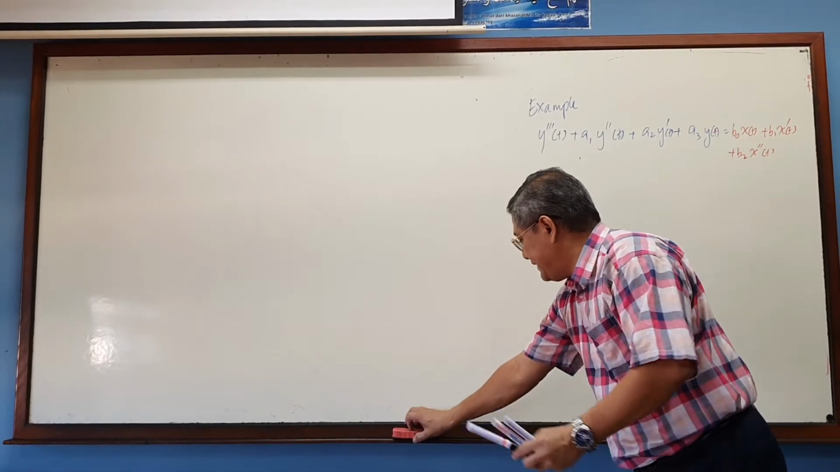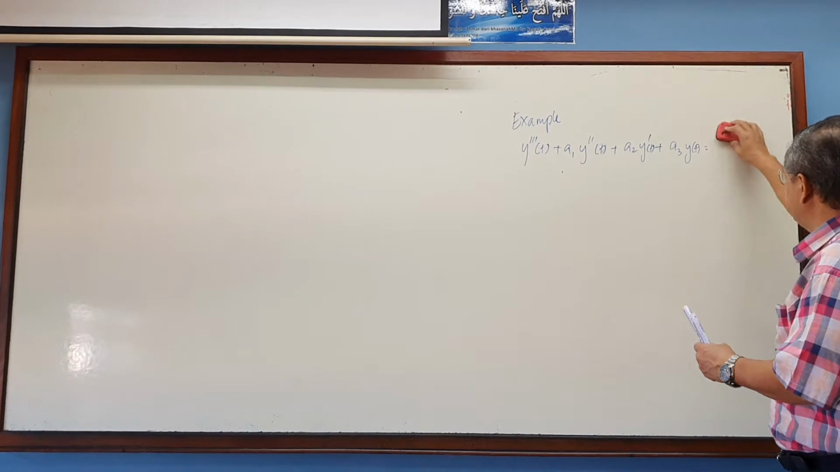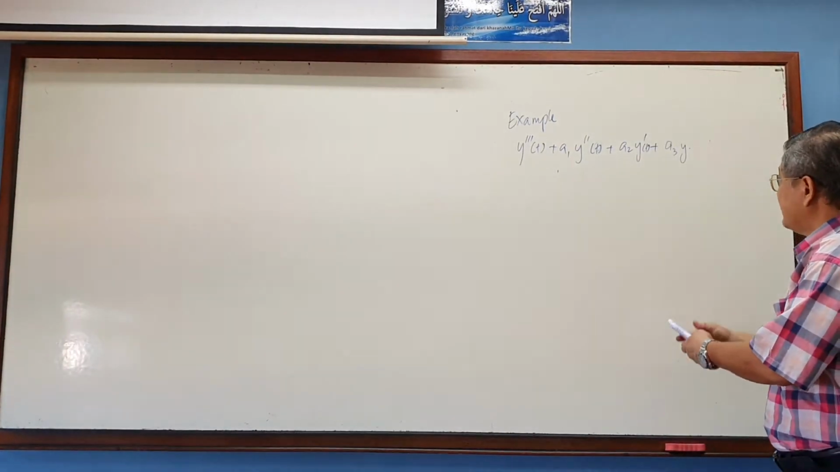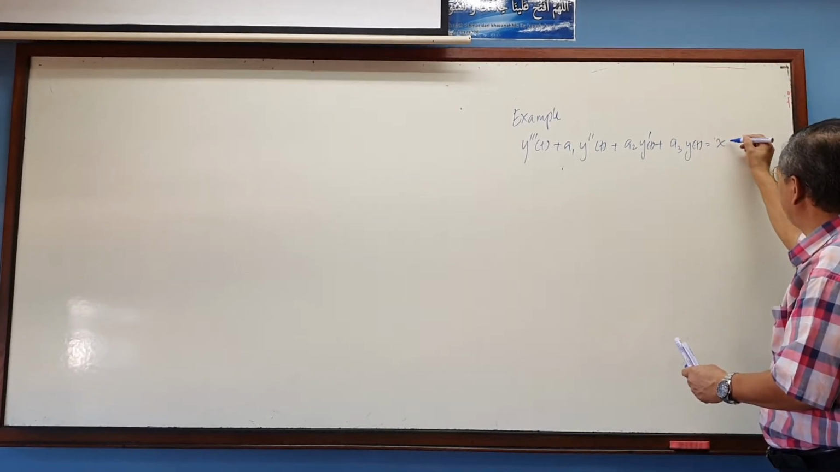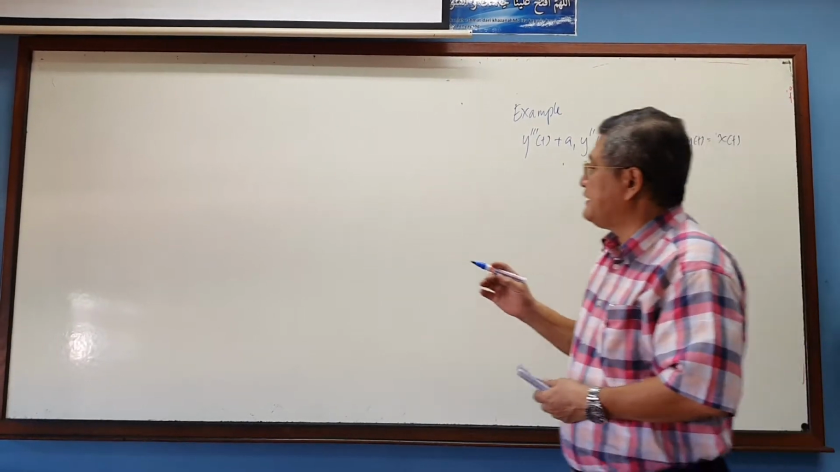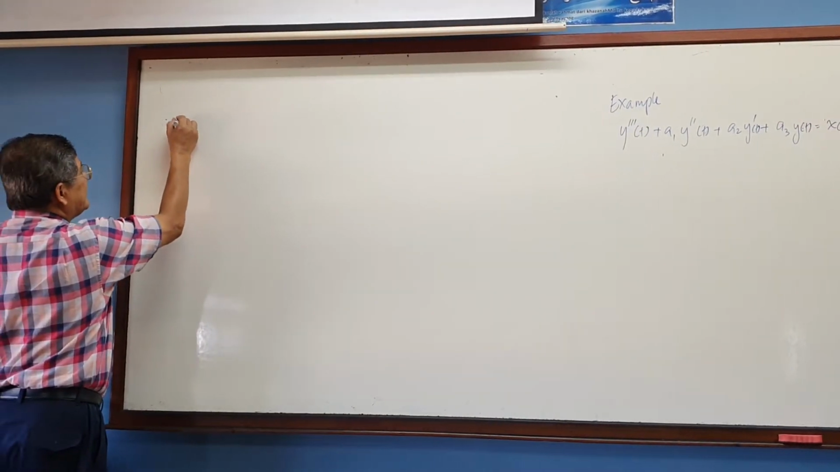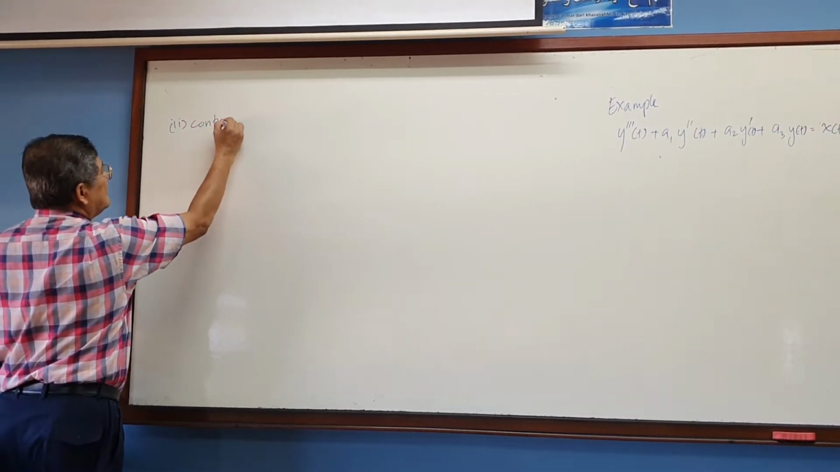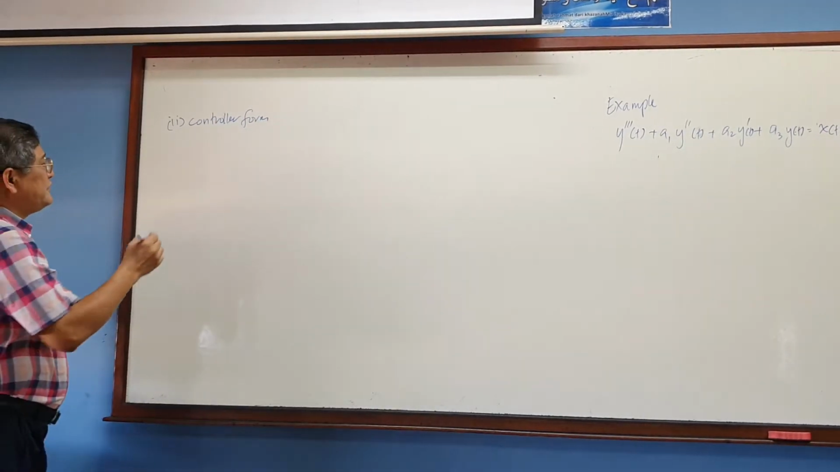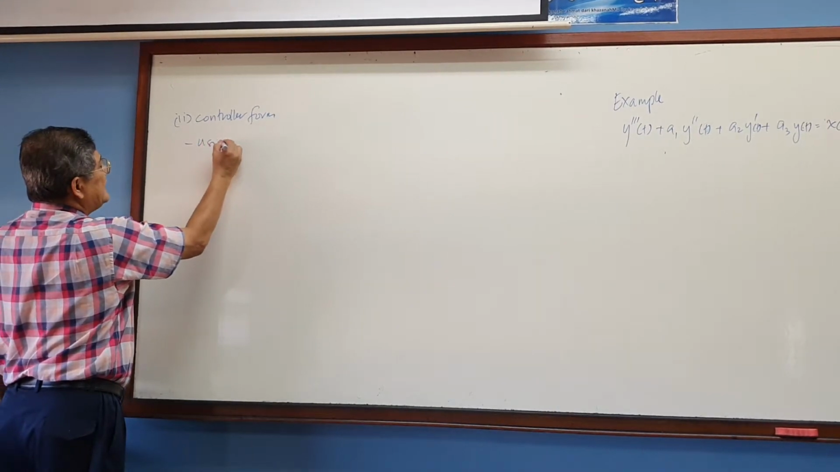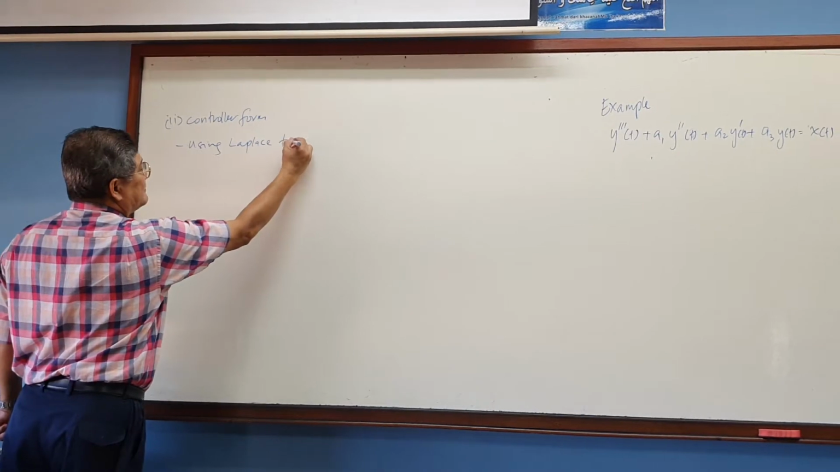Okay, so we repeat the same example with the input x of t. Now it will be the controller form. So talking about the second one, the controller form. For the controller form, we're using the Laplace transform.